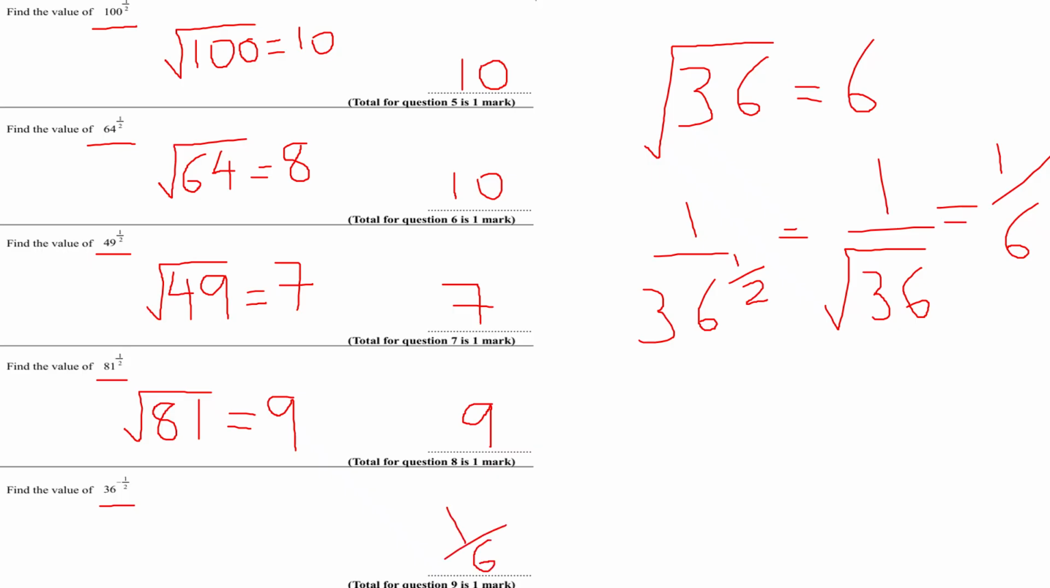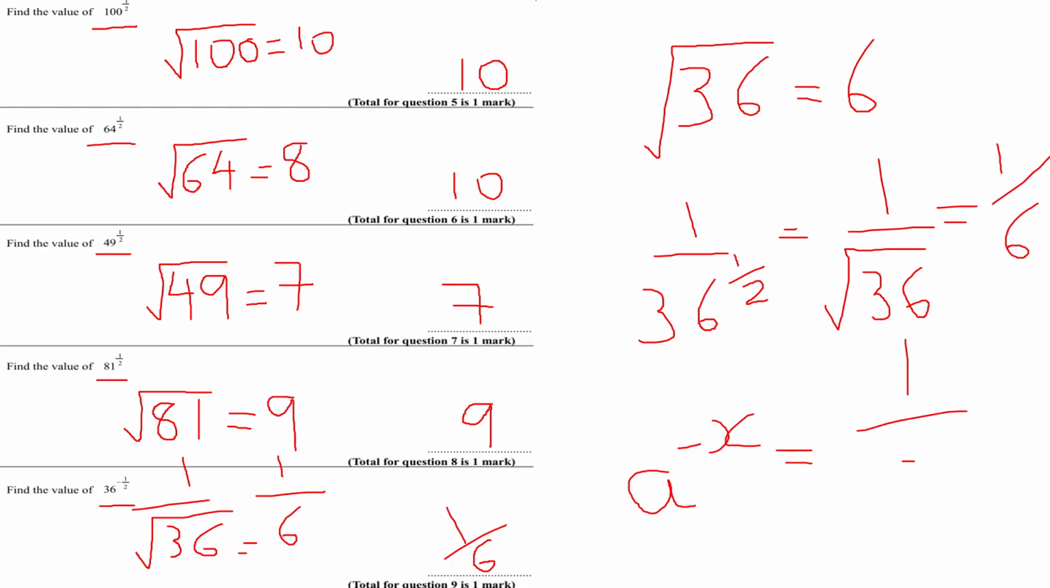So just to recap, power of a half means the square root, and the negative indice makes it 1 over. So if you have a to the power of minus x, that'll be 1 over a to the power of x.